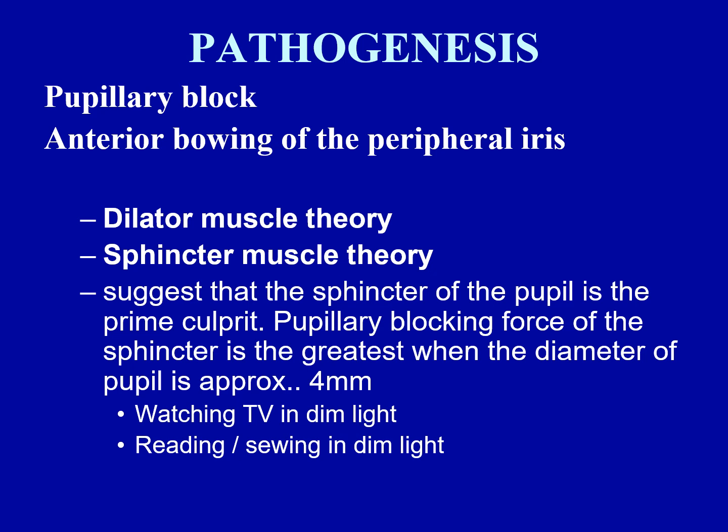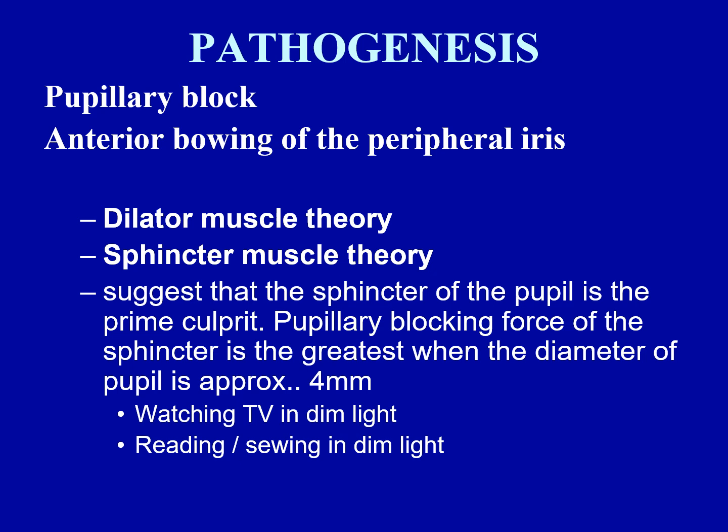Iris lens apposition causes resistance to the aqueous outflow from the posterior chamber into the anterior chamber. And this aqueous accumulates in the posterior chamber, pushing the iris forward. So anterior bowing of the peripheral iris is there, that is called iris bombe.